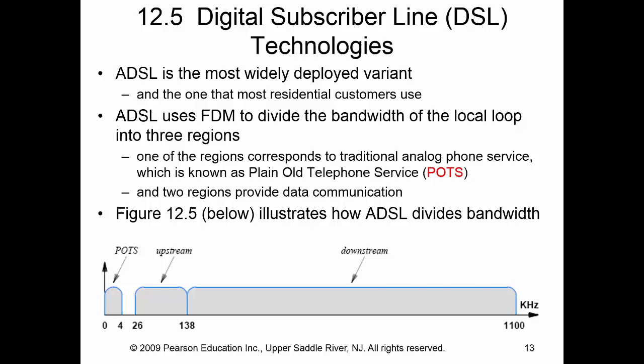And what it does is, because we have that one phone line coming in, we have to use it for multiple areas. They actually do frequency division. So 0 to 4 kilohertz, that's our regular phone. 26 to 137, that is our upstream. And from 138 to 1100, that's our downstream. Notice our downstream compared to our upstream. Our downstream is way larger than our upstream, because again, this is an asymmetrical line.